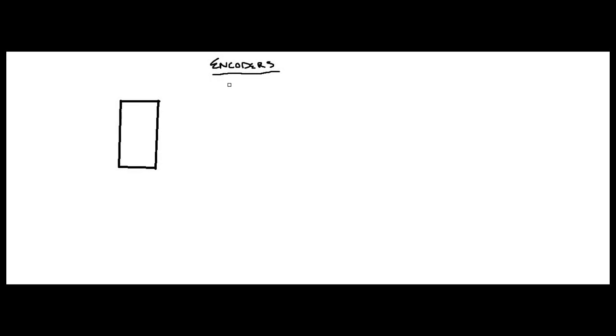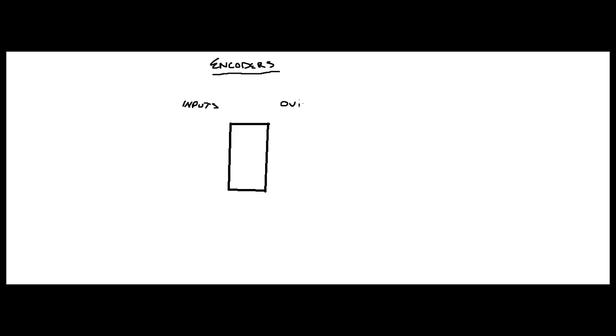Alright everybody, so what I've done here is I have tried to draw a chip, which is an encoder. Let's take this encoder and move it front and center. There's your encoder. Now, an encoder has inputs. I'm just going to say inputs right here, inputs on your left, how we're looking at it, and you're going to have an output over here on your right.